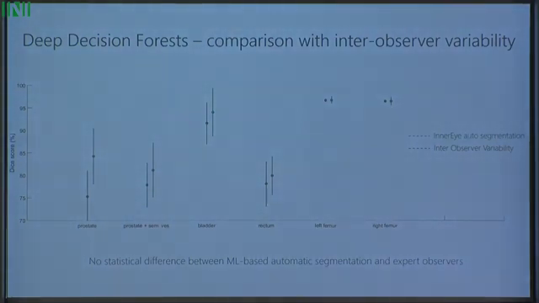We've also performed a fairly comprehensive evaluation of our method, where we've done interobserver variability studies, and what we find is that there is no significant statistical difference between the machine learning produced segmentation, which are the bars to the right, and expert observers, which is quite promising.